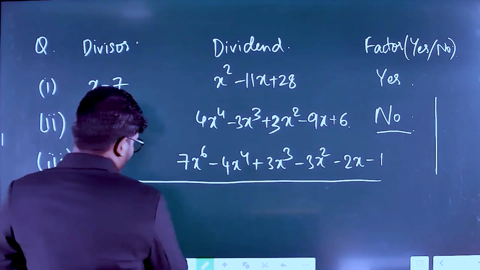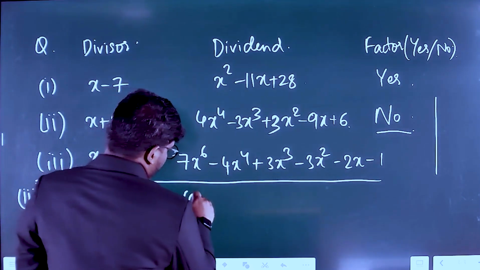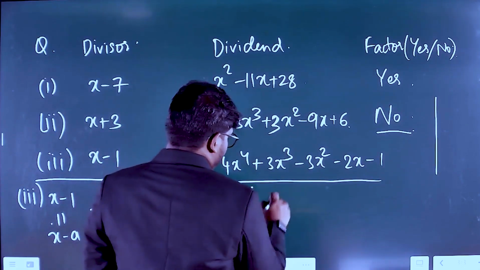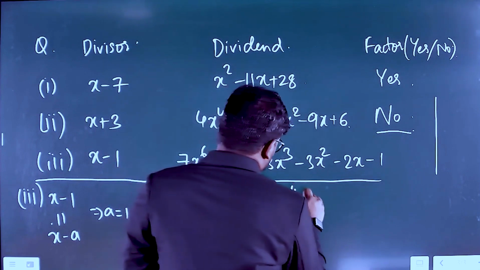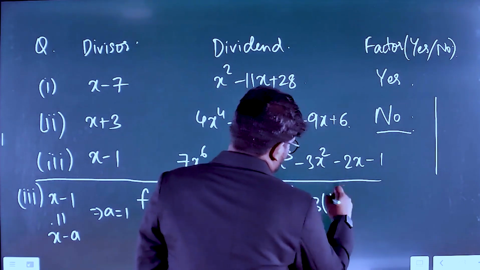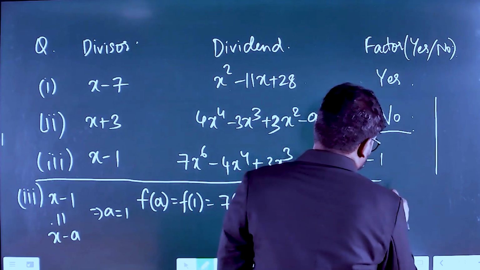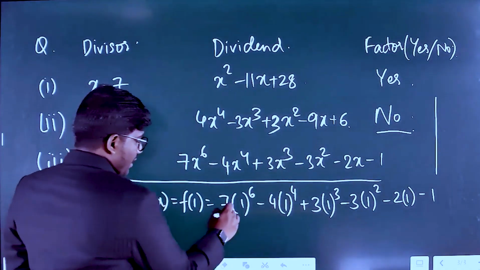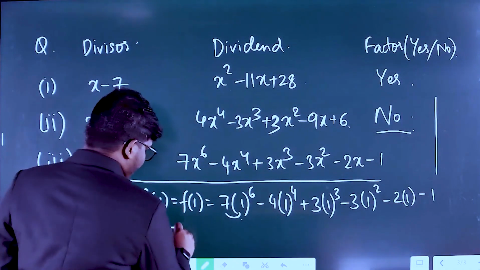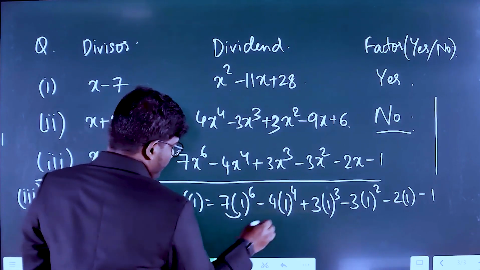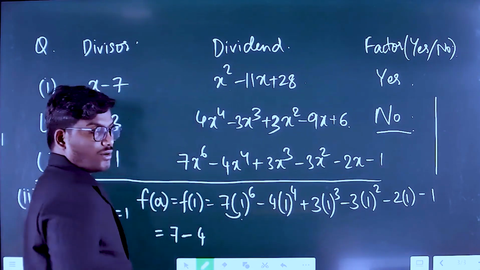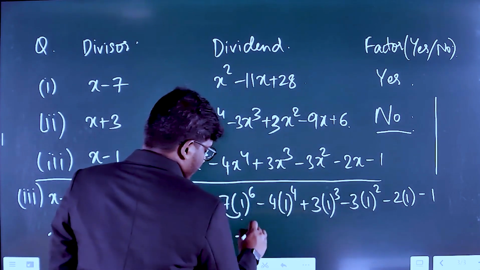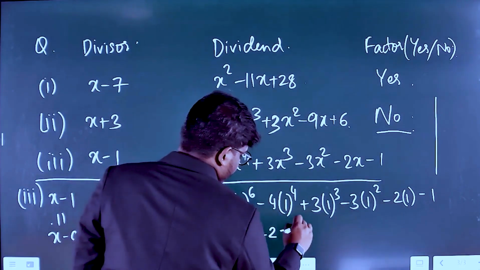Since a is 1, f of a will be f of 1, which will be 7 times 1 power 6 minus 4 times 1 power 4 plus 3 times 1 cube minus 3 times 1 square minus 2 times 1 minus 1, right? So this will be 7 times 1 power 6 will be 7 minus 4 times 1 power 4 will be 4 plus 3 minus 3 minus 2 and minus 1.